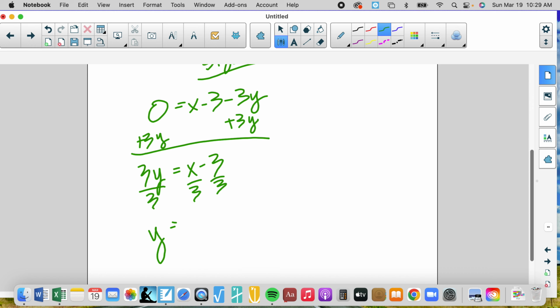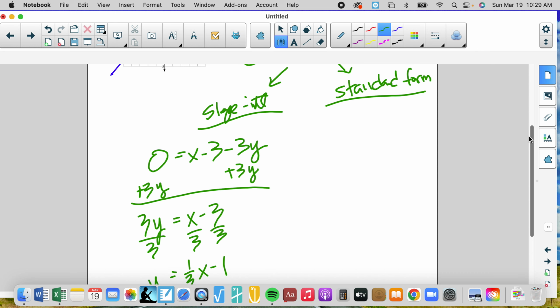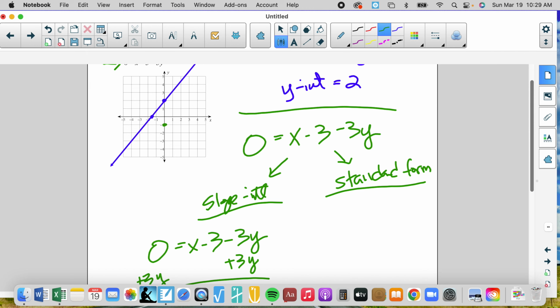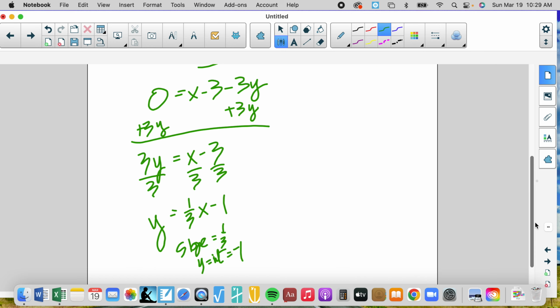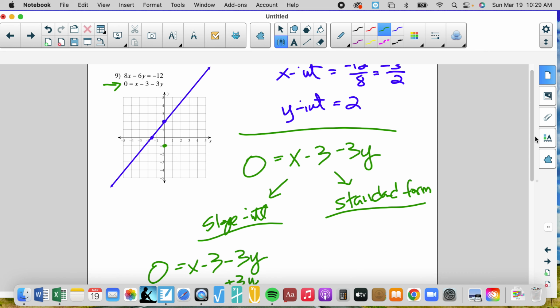And I get y equals 1/3 x minus 1. So my slope is 1/3. My y-intercept equals -1. So y-intercept of -1, slope of 1/3, up 1. Did I really do that? Oh, up 1, right 3, up 1, right 3. That's taking me further. Down 1, left 3. Down 1, left 3. So that worked out.